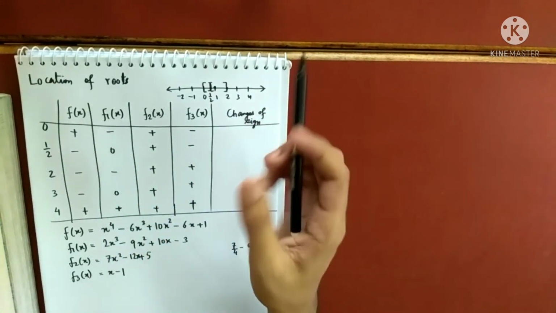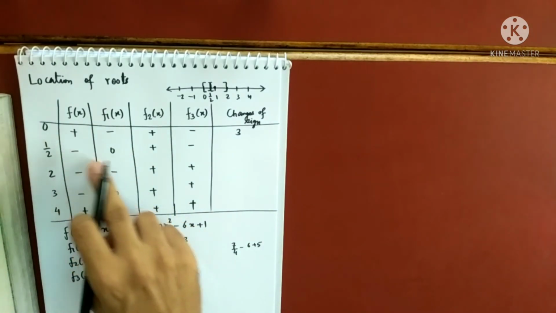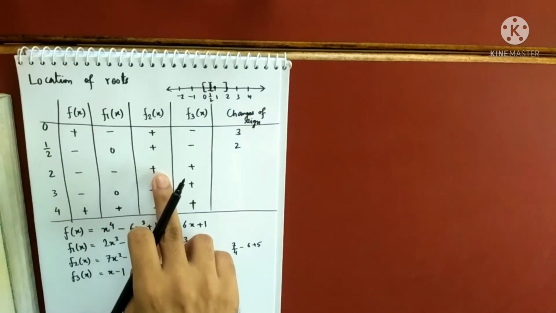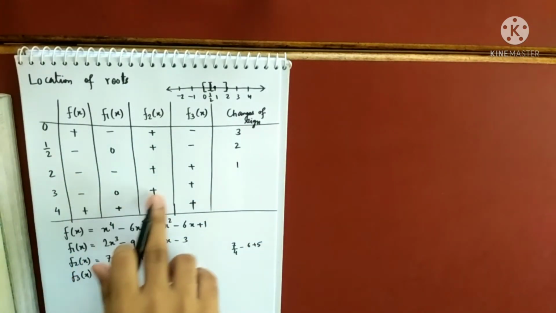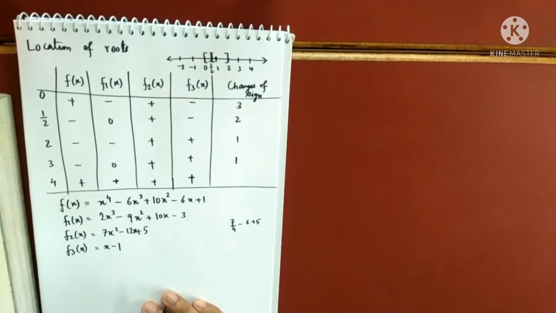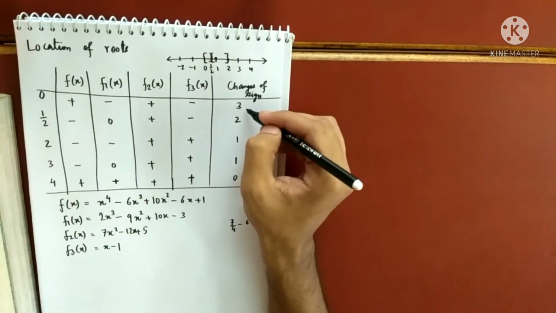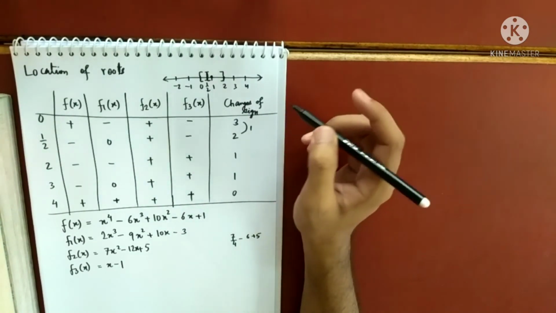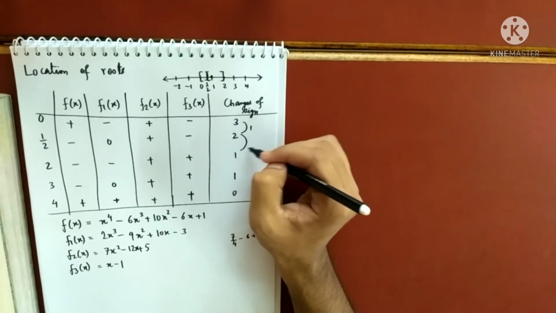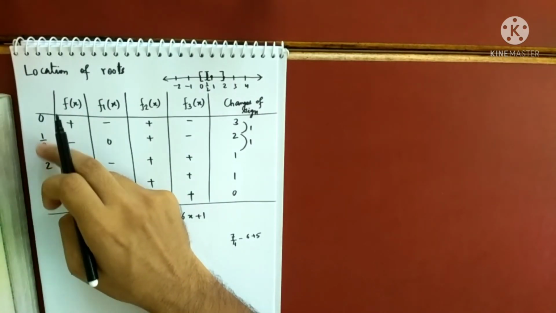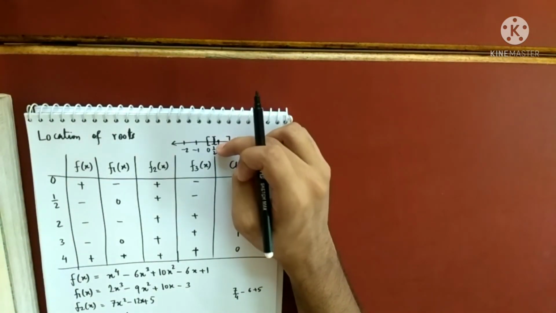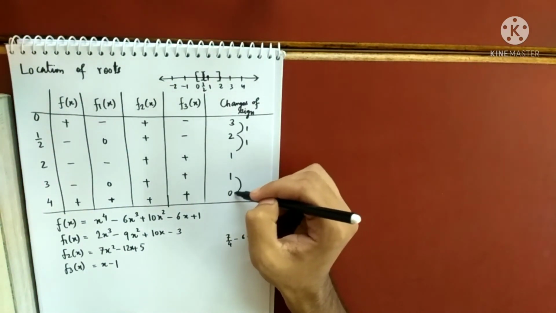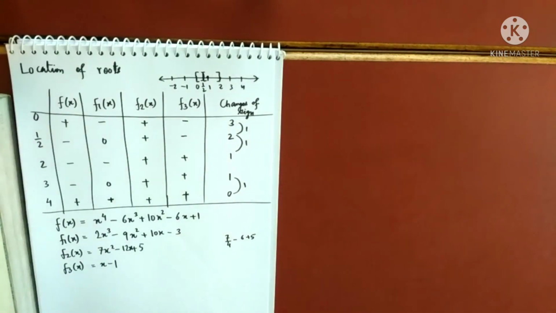1, 2, 3. 1, no change. 1, 0. So how many changes of sign? 1 change of sign. That means there is a root between 0 and half. These changes in sign are 1. So there is 1 root between half and 2, and I know that root between half and 2 is 1. There is no root lying between 2 and 3, but the change in sign is 1. So there is 1 root lying between 3 and 4.